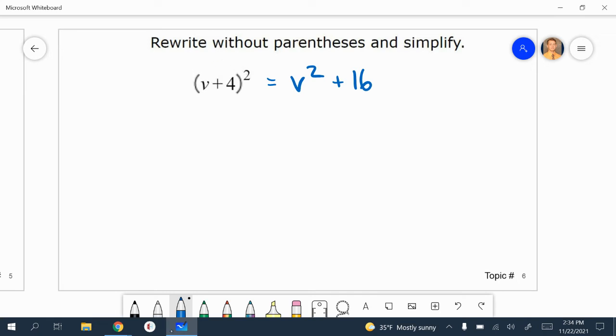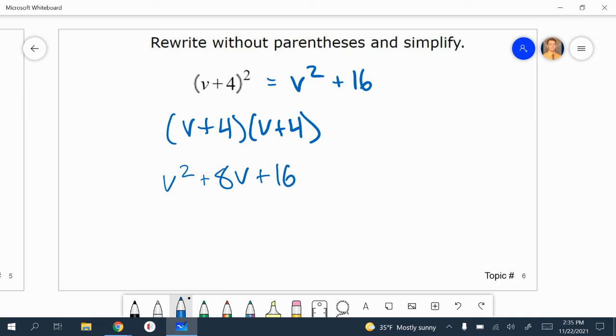Instead, we have to think about this like foiling, where we're going to expand this to v plus 4 times v plus 4. And now when I FOIL this out, because again, this is v plus 4 squared, I will have v squared. My outside terms and my inside terms would be 4v and 4v, which would make an 8v. And my last terms would be 16. So this is the correct answer. What this one up here was missing was those two middle terms. That's why that one doesn't work. This would be your correct answer.